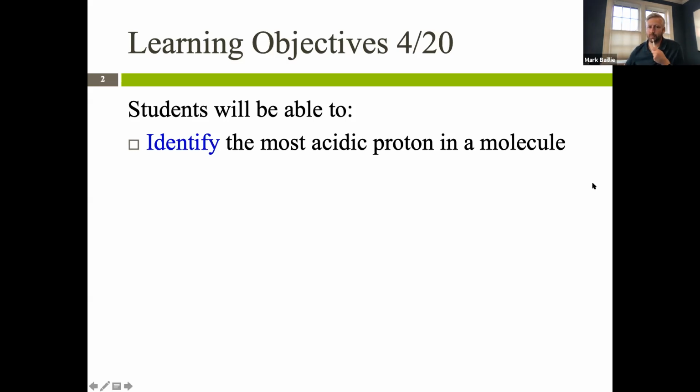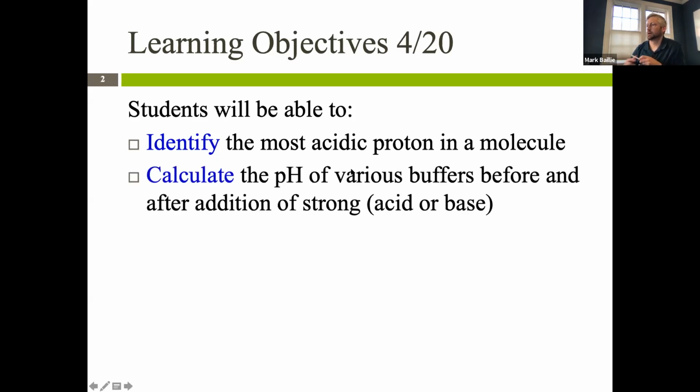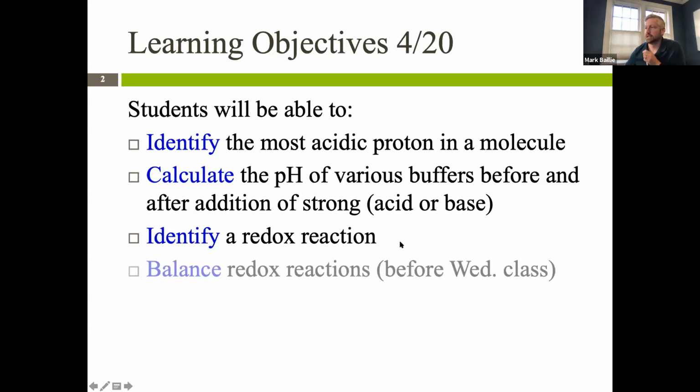I want you to be able to say, if there are multiple hydrogens in a molecule and there is a carboxylic acid, that hydrogen is most acidic. That's really what I meant by this first bullet point. But for the rest of the class, we're going to spend time calculating the pH of a buffer before the addition of a strong base or acid, and then after it, practicing what you had done in your homework, basically. And then we're going to talk about what you did in the primer, which is identifying a redox reaction, shaking some rust off of the wheels. And then we're going to discuss what balancing of a redox reaction looks like.